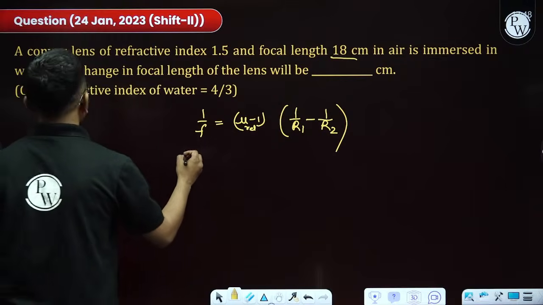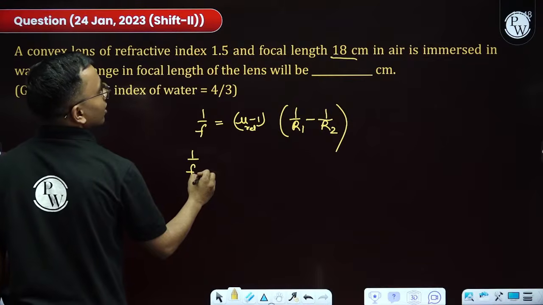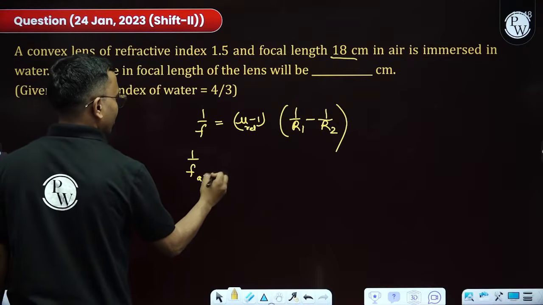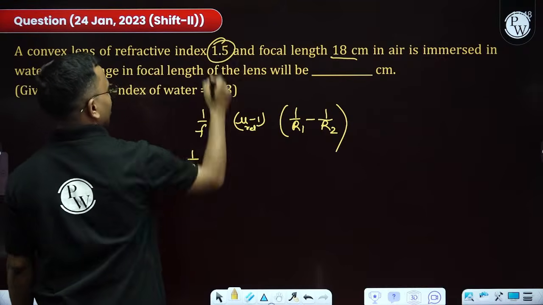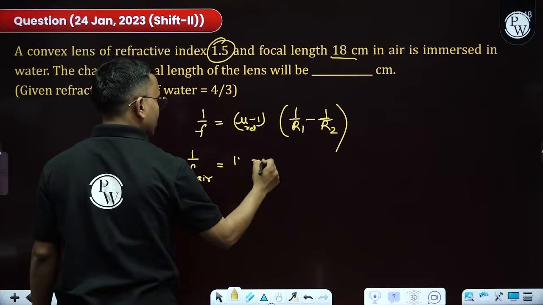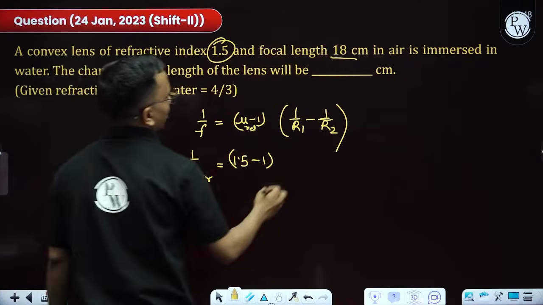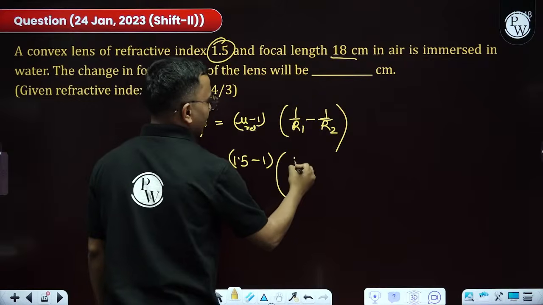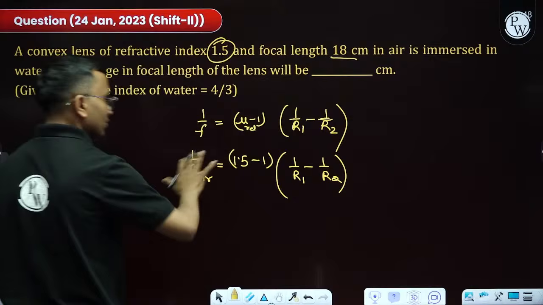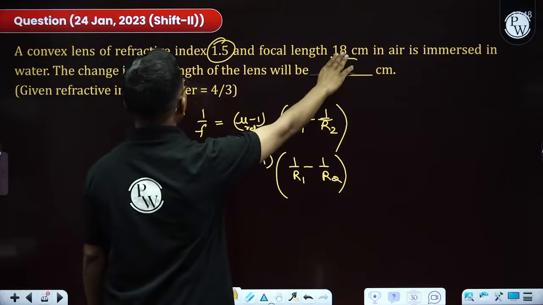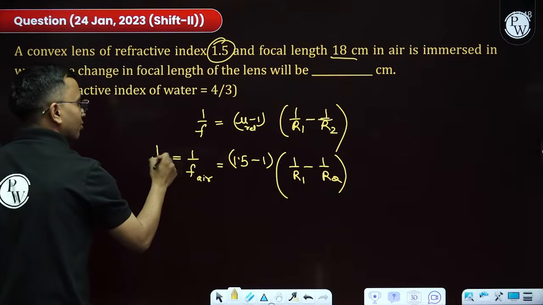So when you write the initial 1 by F1, I am talking about in air. 1 by F air. What is mu? The refractive index is 1.5. So 1.5 minus 1, into 1 by R1 minus 1 by R2. Anyways, this will remain constant, so I am not writing that. And this focal length is mentioned to us as 18 centimeter. So this is basically 1 by 18.